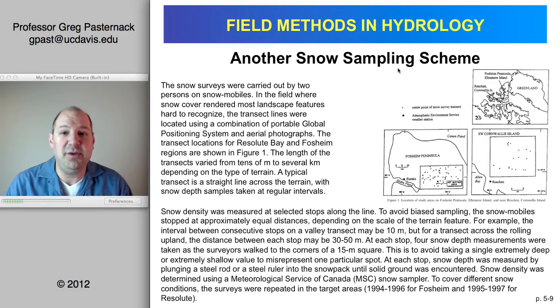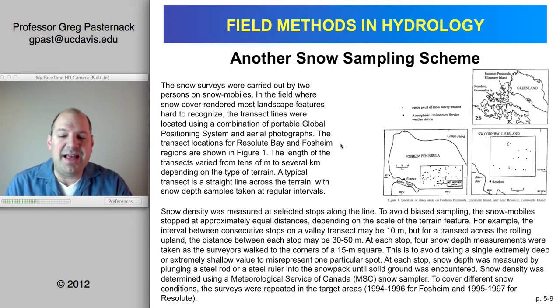And you remember from our GPS little experiment that that's going to get you within 1 to 2 meters of your site. The length of the transects varied from tens of meters to several kilometers, so still relatively small compared to the totality of the area. Transects were typically a straight line across the terrain, with snow depth samples taken at regular intervals.